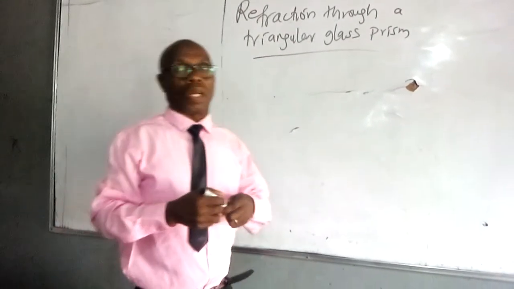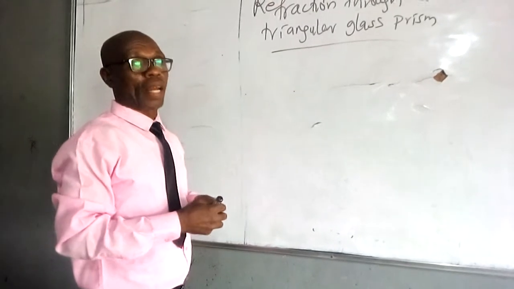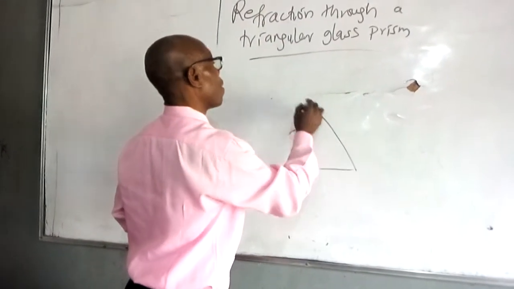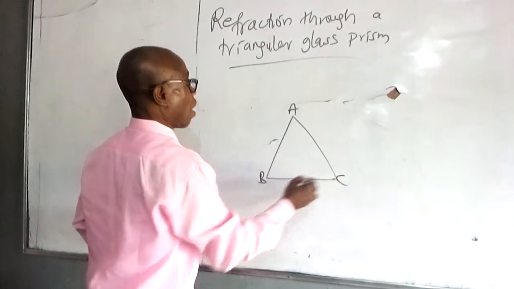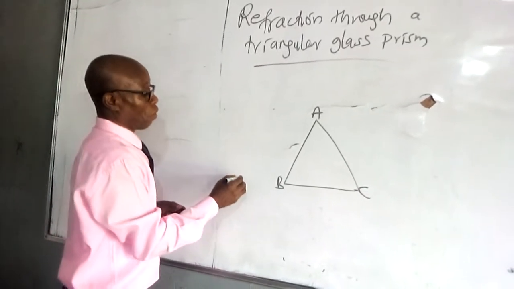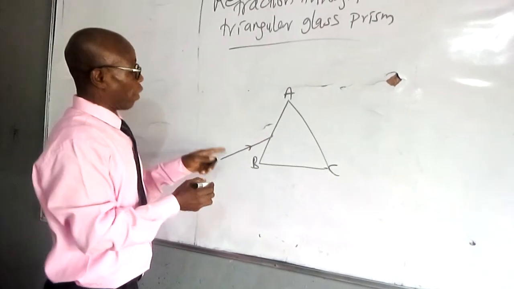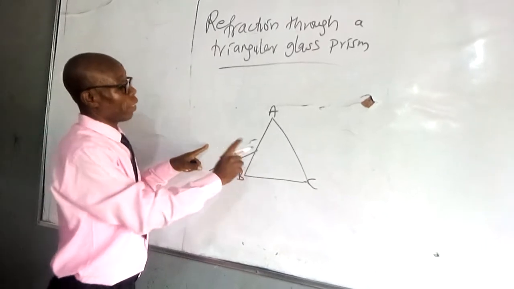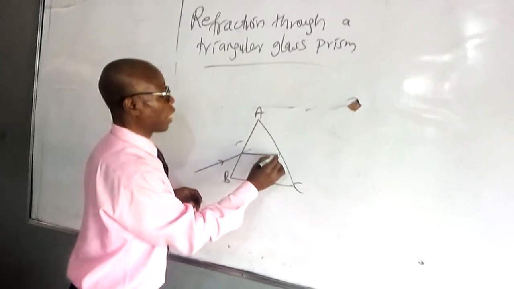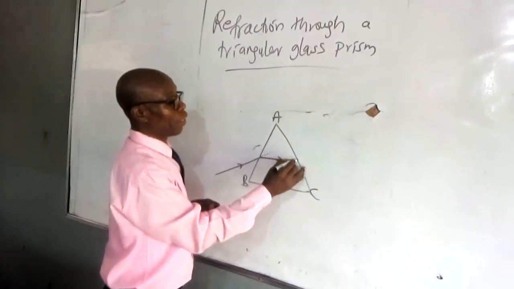Refraction through a triangular glass prism. If we have an equilateral triangular glass prism, and we release an incident ray on one surface of it, the ray, on passing from air to glass, instead of going straight, will deviate to change direction inside the glass. And on emerging here, it will bend.